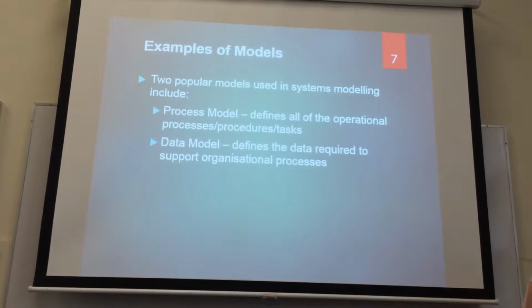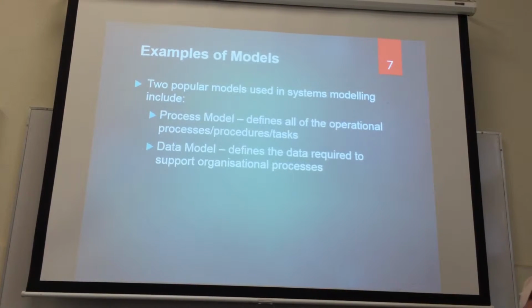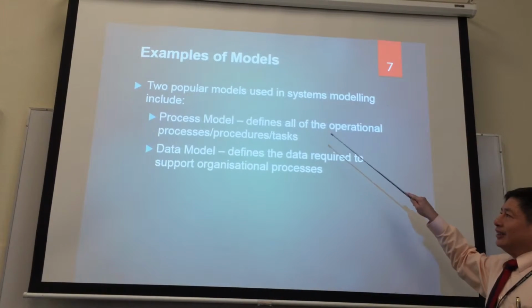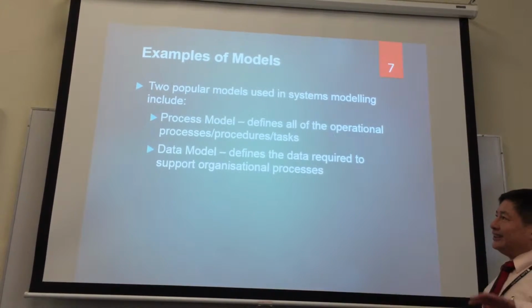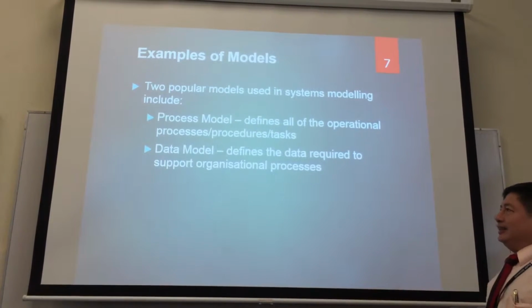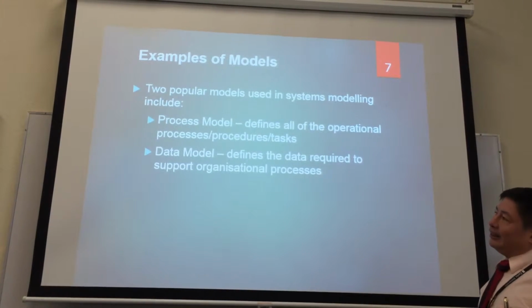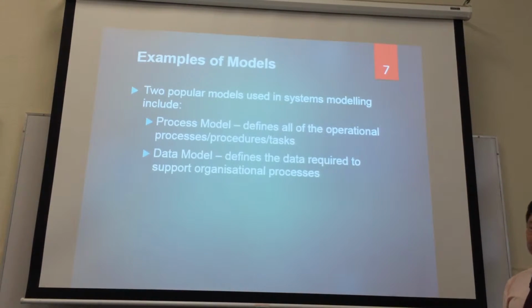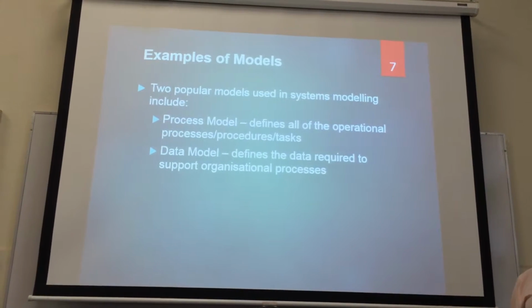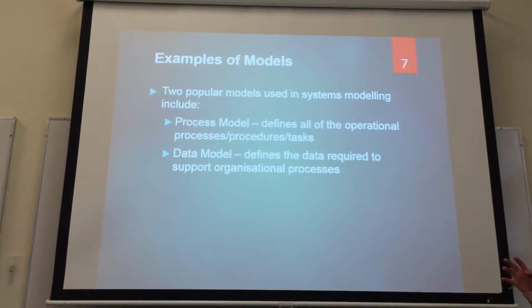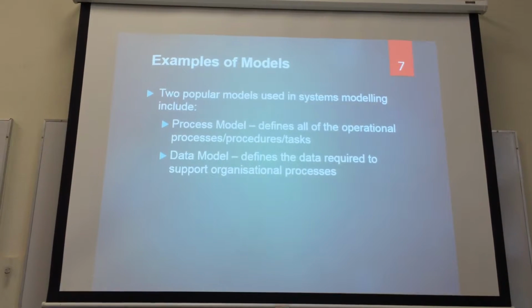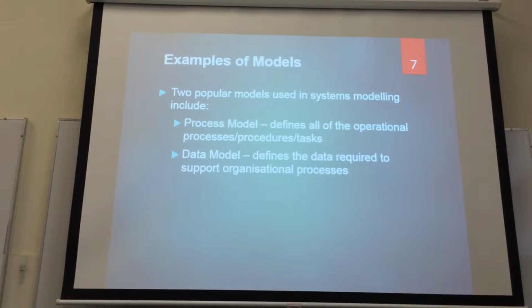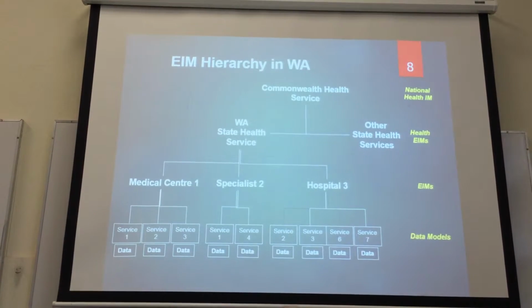We have different types of models at the enterprise level, beginning from the high-level strategic process models, all the way down to the individual operational or business processes at the customer-facing or patient-facing front end. We also have the data model that defines all the data required to support organizational processes. I emphasized in my first lecture, and the second lecture as well, that the database is at the heart of a healthcare organization's needs, or for that matter, any organization's needs.